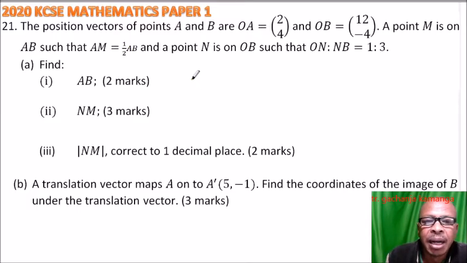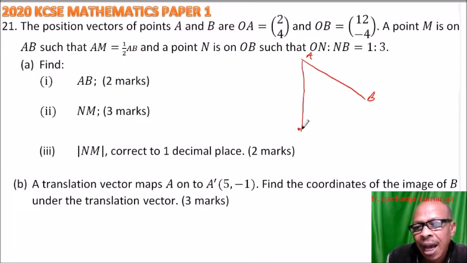Now, to be able to answer this question well, I think it is good to have a sketch of what is being described here. You make a sketch so that you can see what is happening. So I would say that is my line AB. This is the origin, so I'll join the origin and AB, just a sketch. Don't worry about it. So this is the OB.